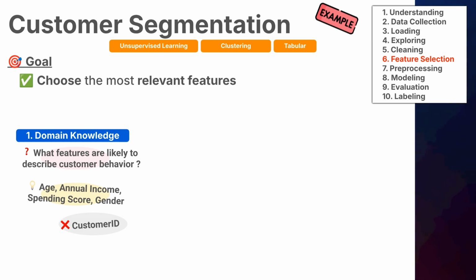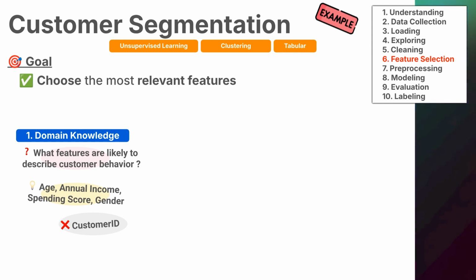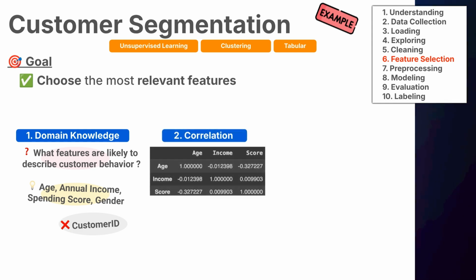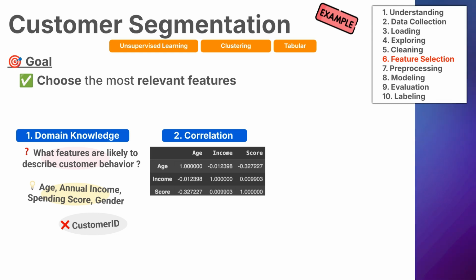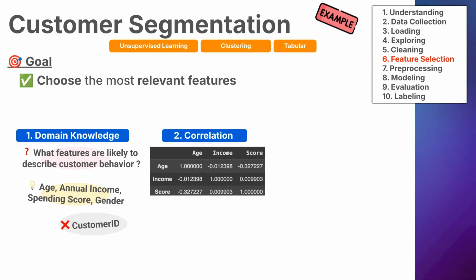Customer ID is just an identifier, not meaningful. Next, let's check the correlations between features. It helps spot redundancy. If two features are very similar, you can drop one. But at a glance, it seems there is no strong correlation between these three, which means each feature provides different, independent information for clustering. That helps the algorithm find better separation.